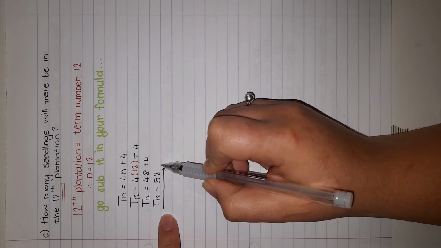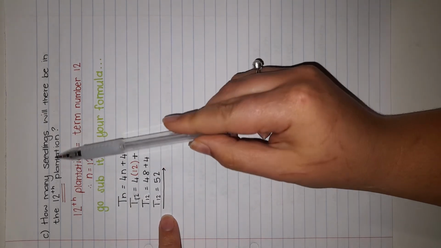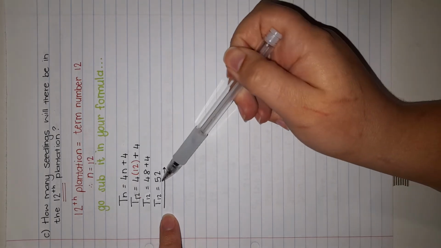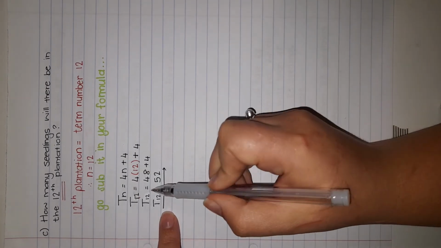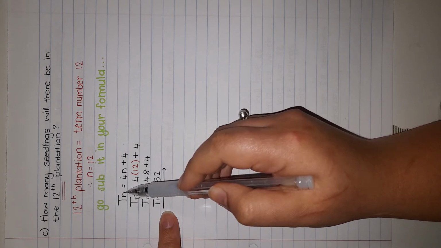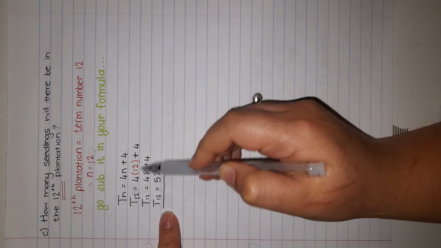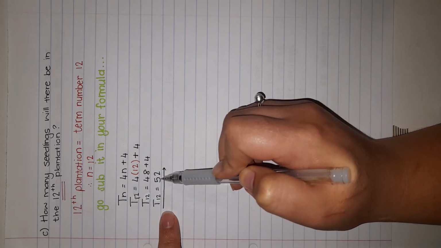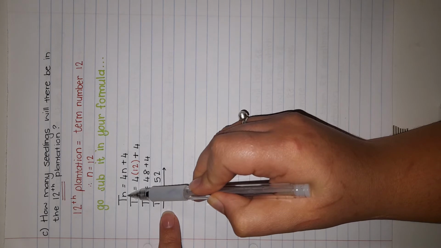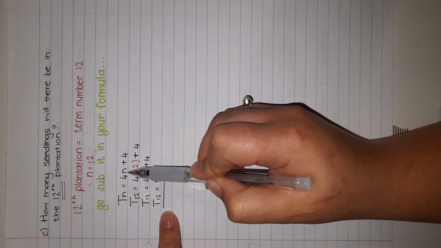Okay. So how many seedlings will there be in the 12th plantation? There would be 52 seedlings. So again, do you see our Tn was the unknown value, the seedlings. So our 12th position value is 52. So n would always be our position, and Tn would be the value of that position.